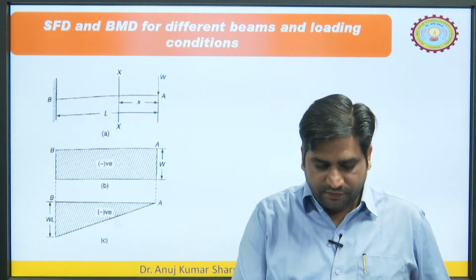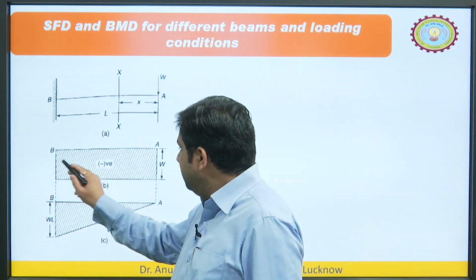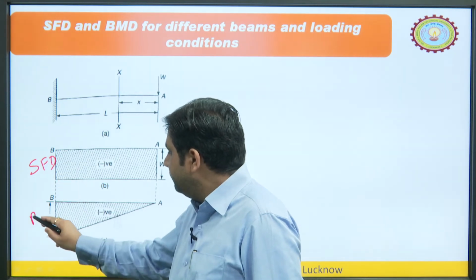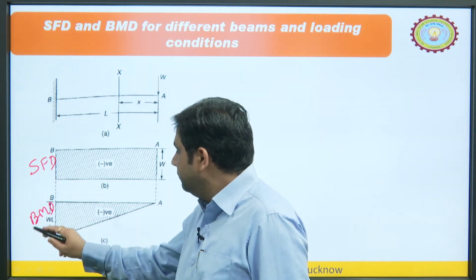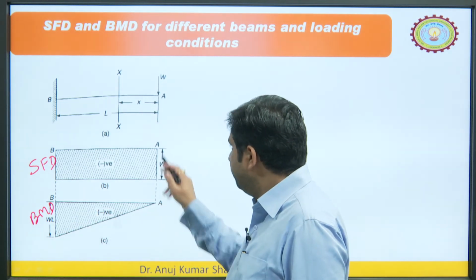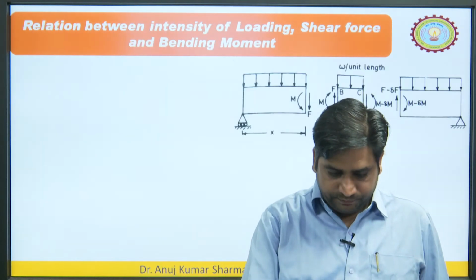Similarly, for this we will discuss this also. So, you can see the variation here. So, this is the SFD and this is the BMD, right. So, this is a variation from here to here, WL to 0, from this end to this end. So, likewise we will discuss this in detail.